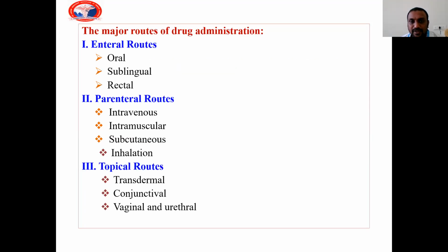The major routes of drug administration can be categorized into three: enteral route, parenteral route, and topical routes. The enteral routes are oral, sublingual, and rectal, whereas the parenteral routes are intravenous, intramuscular, subcutaneous, and inhalation, and the topical routes are transdermal, conjunctival, vaginal, and urethral.